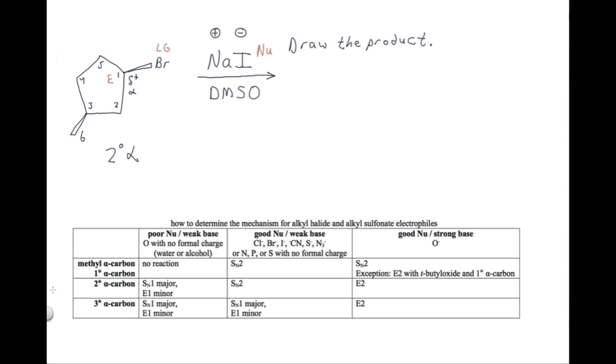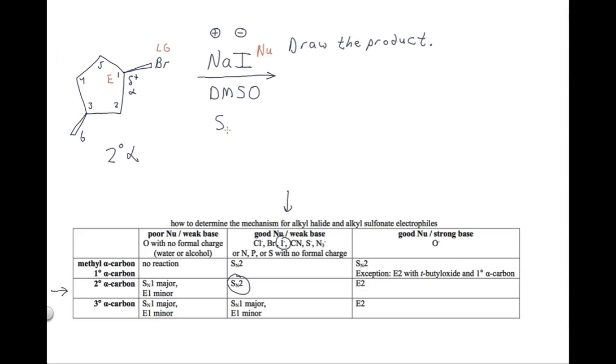With a secondary alpha carbon, that puts us in the middle row of our table. And our nucleophile, remember, is the I-, which puts us in the middle column of the table. So we decide the outcome is SN2. Notice that we didn't have to use the solvent to determine the type of mechanism. The type of mechanism here is not based on the solvent. It's based on the type of alpha carbon and the fact that we're using I-.